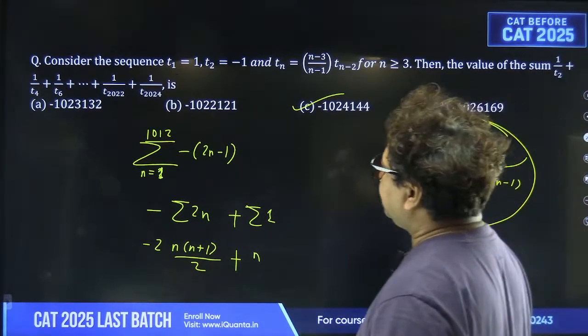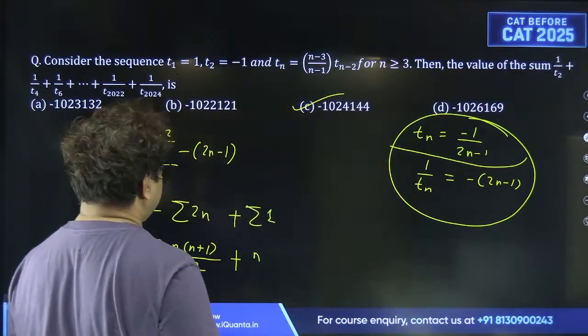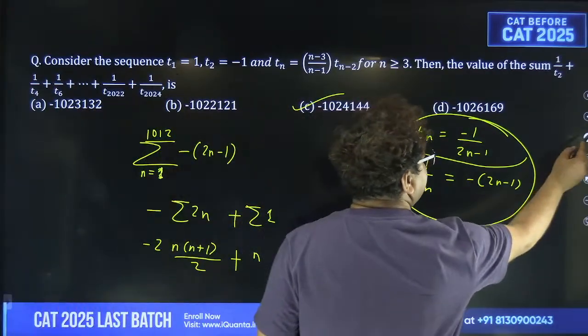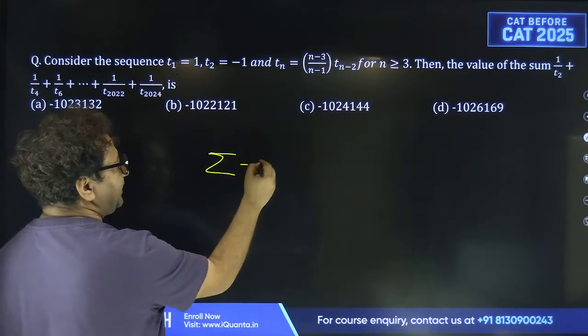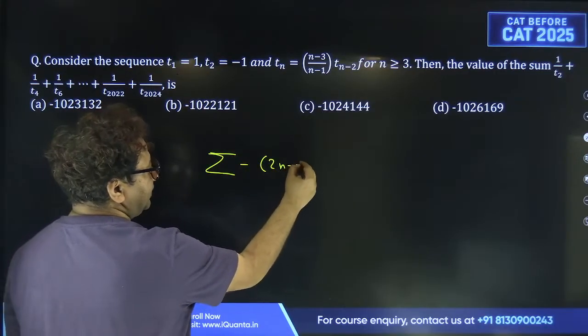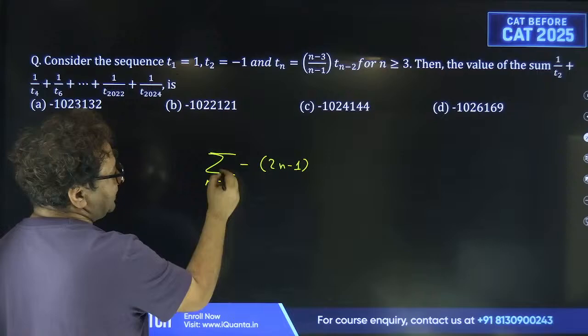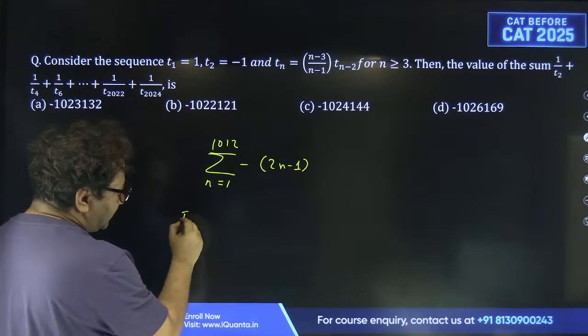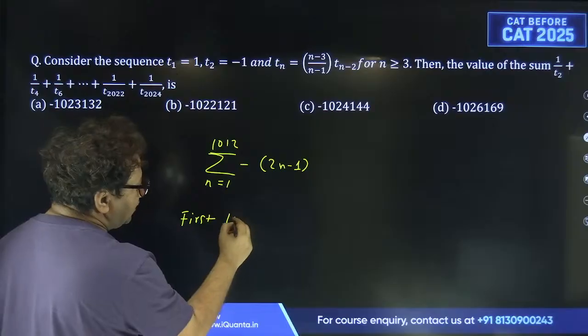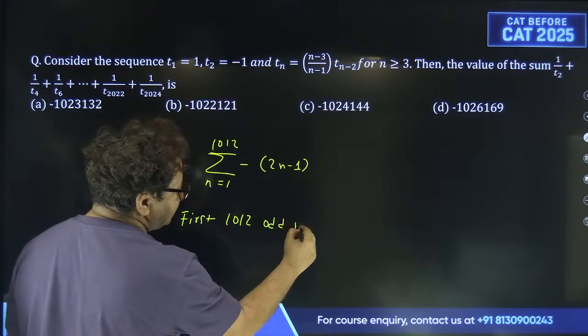ऑलराइट. अच्छा, एक तरीका और बताऊं मैं. एक और तरीका दिमाग में मेरे आ रहा है. ये ना करके अगर हम ऐसा कर लें, summation of minus of 2n minus 1, where n starts at 1 and ends at 1012. Tell me something, aren't we talking about first 1012 odd numbers?